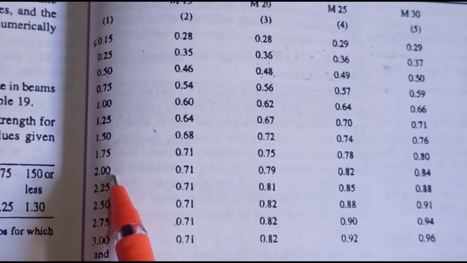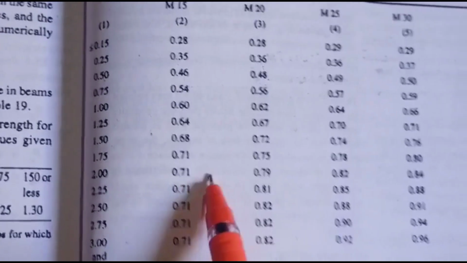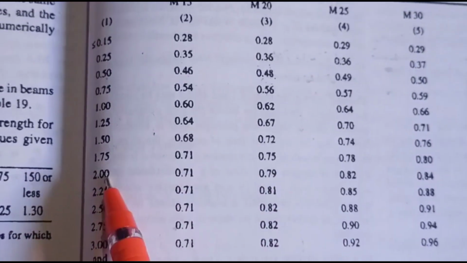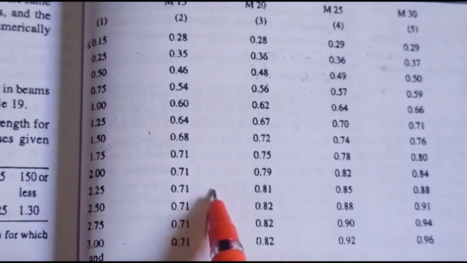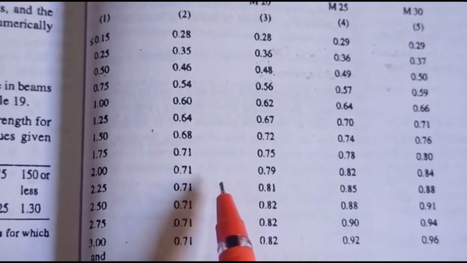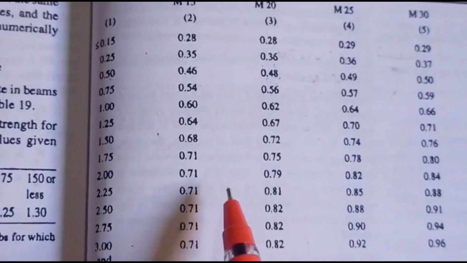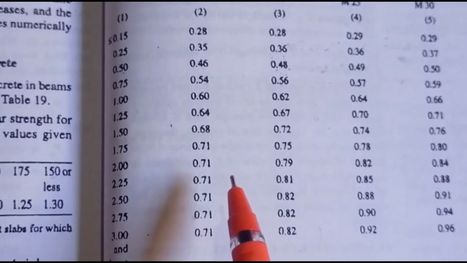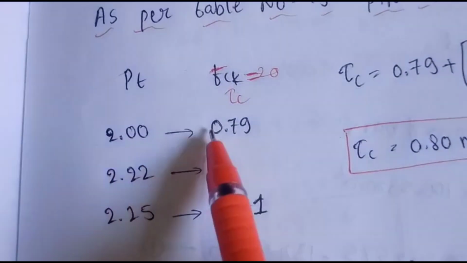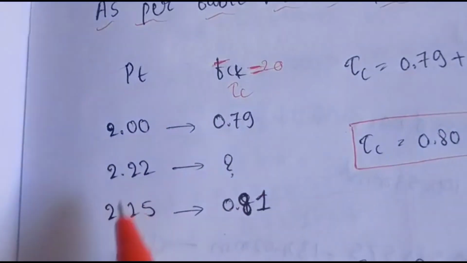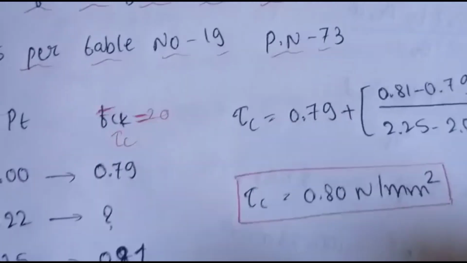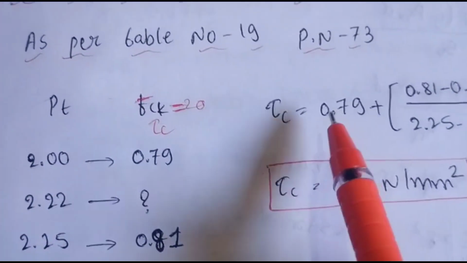For 2.00, for M20 concrete the corresponding value is 0.79, and for 2.25 the value is 0.81. So by using these values and by doing the interpolation, we will calculate the tau C value. I will show how to do the interpolation. For PT value 2.00 we have the tau C value 0.79. For 2.25 we have the value 0.81.